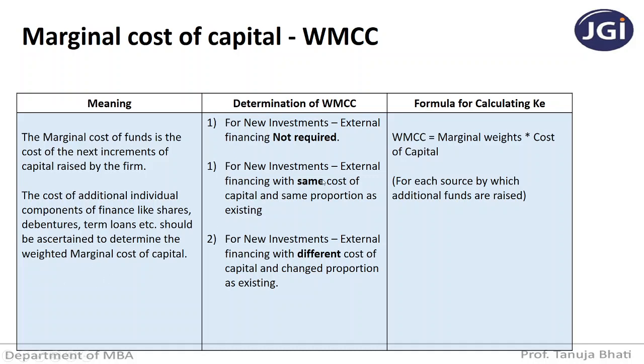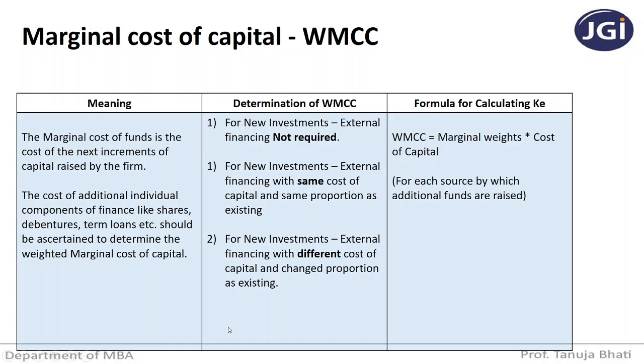Now, next is for new investments, external financing with same cost of capital and same proportion as existing. See, the company is having an existing capital structure. Later, it plans for a new investment or a new proposal. So, it is raising the finance in the same proportion as the old. So, if a firm is raising the new capital funds in the same proportion as at the present and at the same specific cost of capital as at the present, then what is going to be the weighted marginal cost of capital? It is going to be the same as the weighted average cost of capital, because there is the same proportion, the same weights, the same amount, the same cost. That's the reason that the weighted marginal cost of capital will be equal to the weighted average cost of capital.